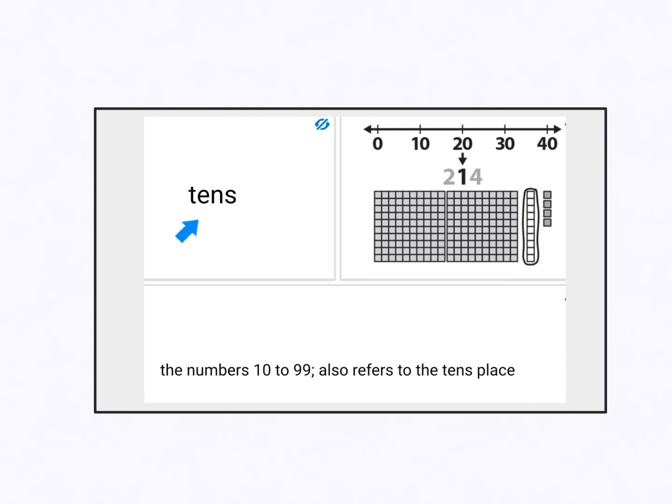Next we have tens. Tens is the numbers 10 through 99, also refers to the tens place. Right here, this is pointing to 1, the 1, which is in the tens place, and a bundle of tens. 1, 2, 3, 4, 5, 6, 7, 8, 9, 10.